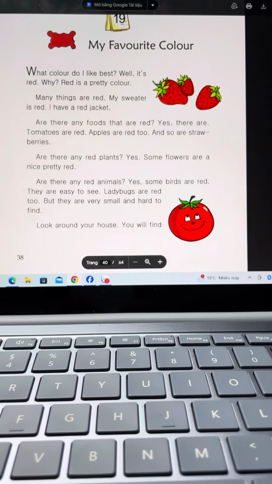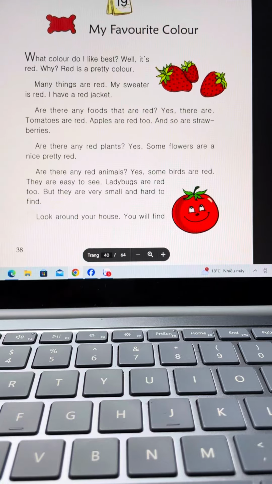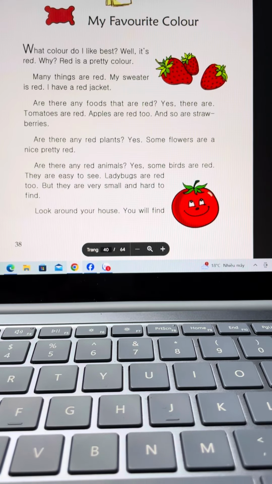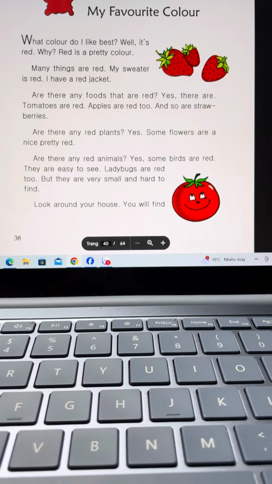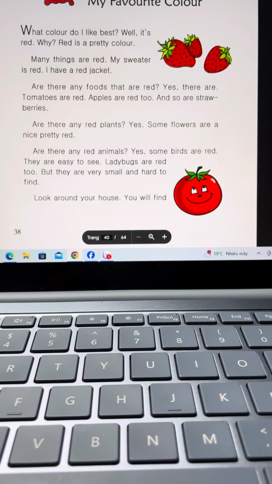My favorite color. What color do I like best? Well, it's red. Why? Red is a pretty color. Many things are red. My sweater is red. I have a red jacket.